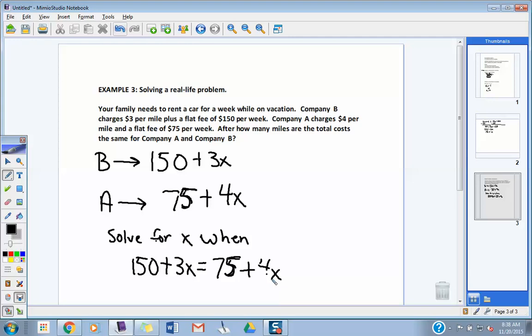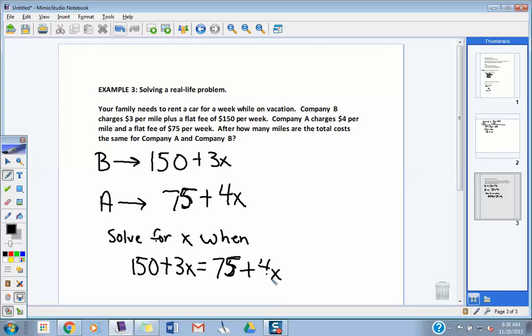Solve for x when these two expressions are equal. They want to know after how many miles are they going to be equal. So what value of x is going to make those two expressions for cost equal? All right, so let's toss it in here quickly. You guys have that written down at least?